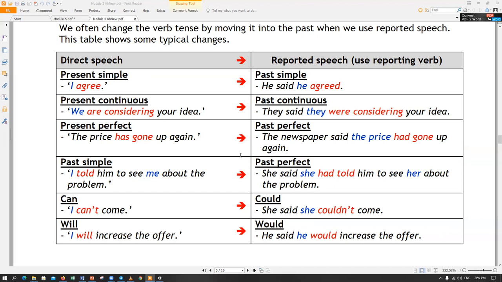Next, modal verbs: can, could, will, would, must, had to. For example, I can't come becomes, in reported speech, she said she couldn't come. I will increase the offer becomes he said he would increase the offer.